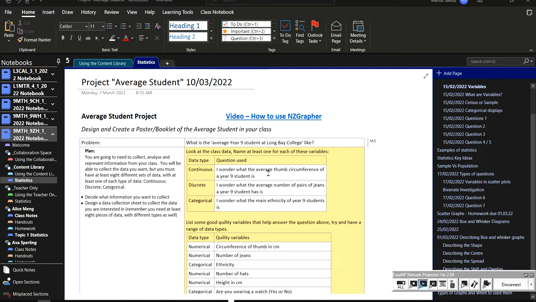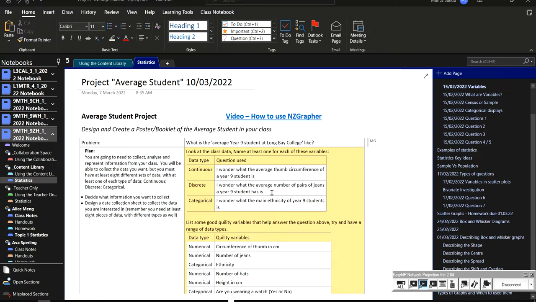So the correct question is, how do we ask a statistics question? I wonder what the average thumb circumference of a year 9 student is. That is a continuous, so the thumb circumference is a continuous type of data. I want to know something discrete. Yes, numerical, but discrete. I wonder what the average number of pairs of jeans a year 9 student has.